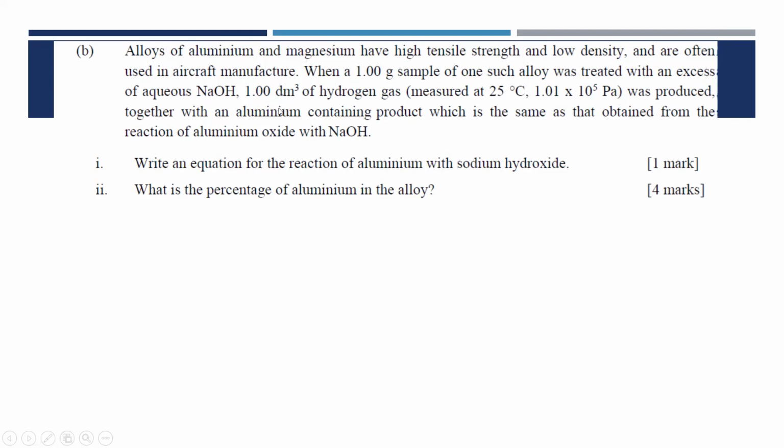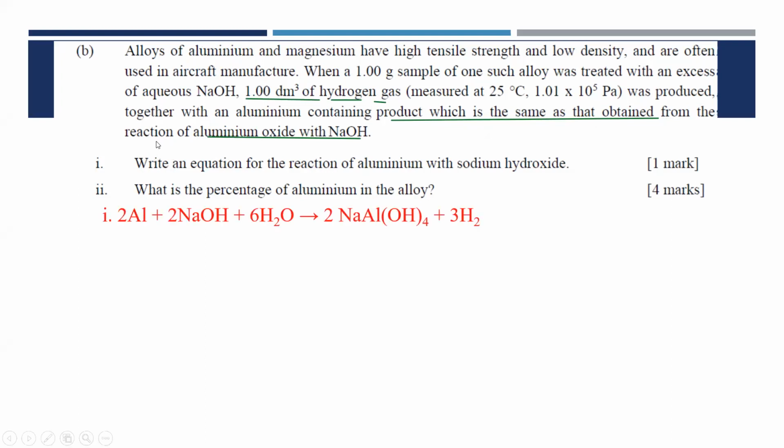For this one, you have to know how to balance the reaction. The question mentions that the aluminium-containing product is the same as that obtained from the reaction between aluminium oxide and sodium hydroxide, which is NaAl(OH)4, and at the same time you release hydrogen gas. So the question did mention the products that you form throughout the reaction, and you must be able to write the balanced equation: 2Al plus 2NaOH plus 6H2O gives 2NaAl(OH)4 plus 3H2. Okay, so that is for number 1.